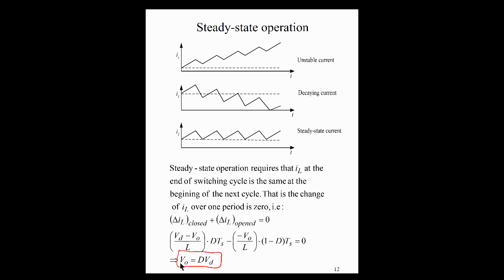So clearly what you're seeing here is that the output voltage is going to be some fraction of the input, determined by the duty cycle. So the output voltage is going to be less than the input voltage. Hence, we say a buck converter.